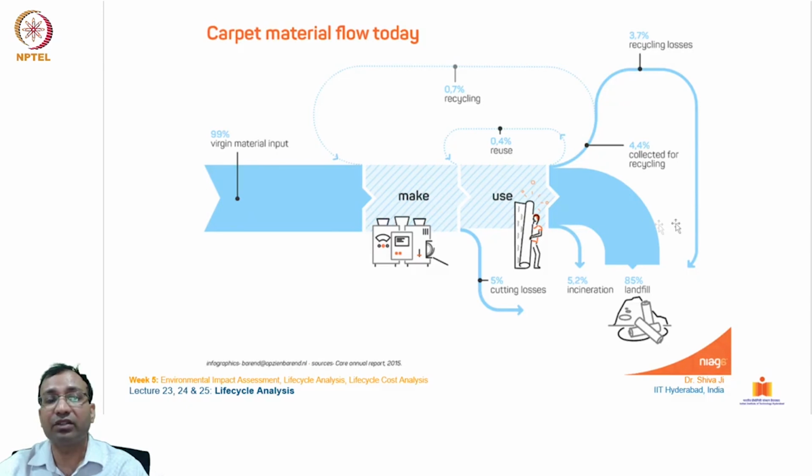Okay, so this is the normal flow, a generic flow in a normal company. From the virgin material, up to 99% goes for making, then it goes for uses, then there are some cutting and wastage losses, etc. From wastage, at the end of its life cycle, all such material mostly goes into landfills. A small amount of this material goes for recycling and incineration, etc.